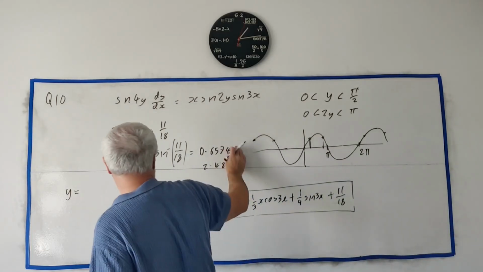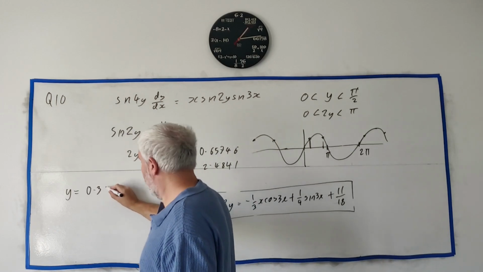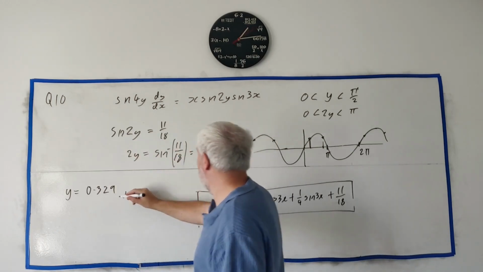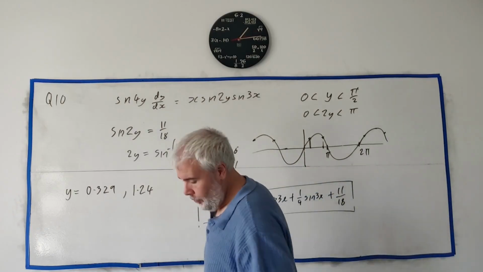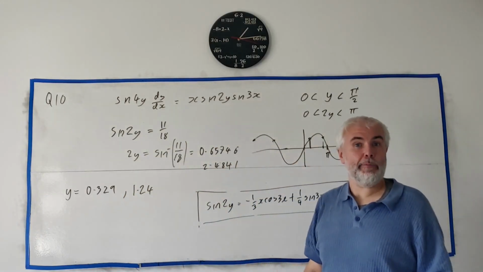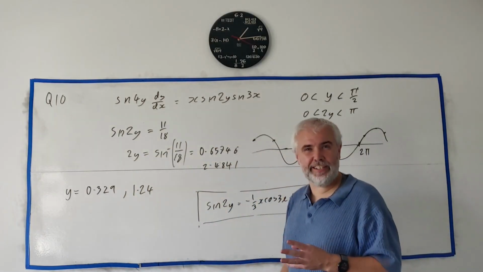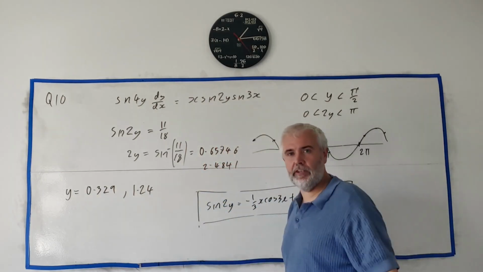But your final answer is what's y? Y is equal to half of both of these, which is 0.329 as one answer, and half of this is 1.24. Remember, they didn't ask for how many decimal places, so it's always 3 significant figures.